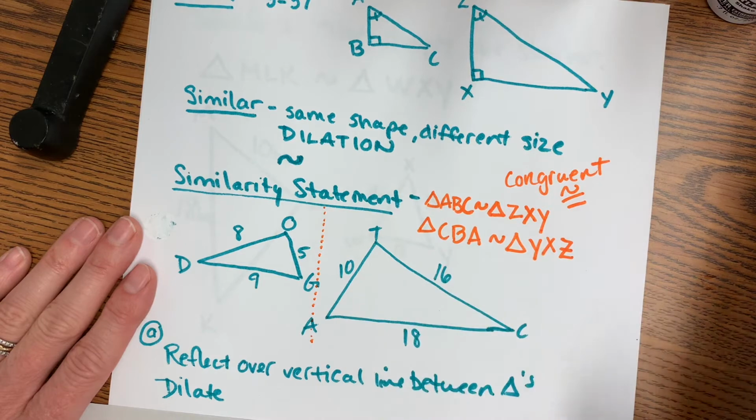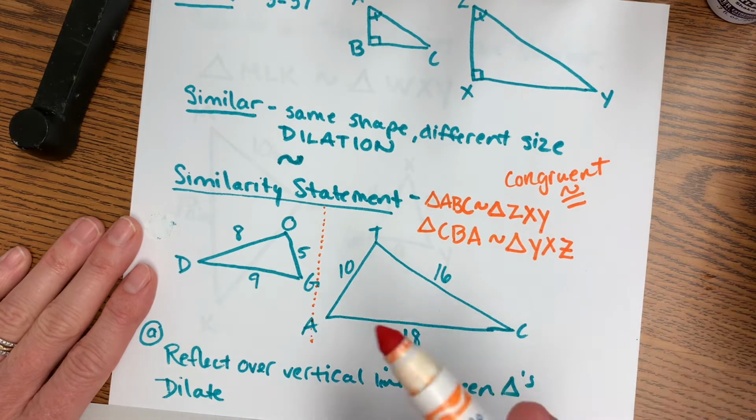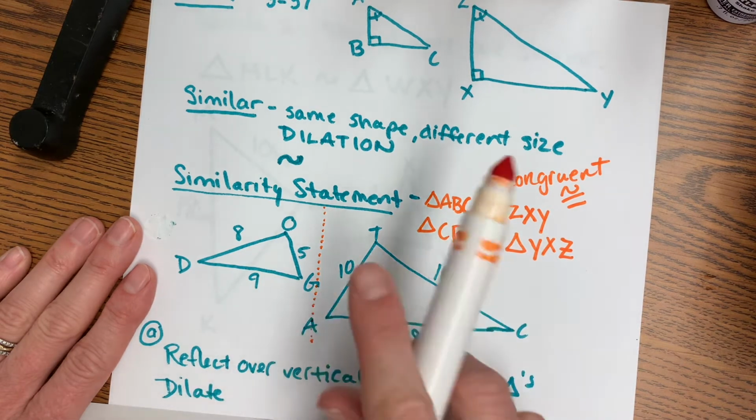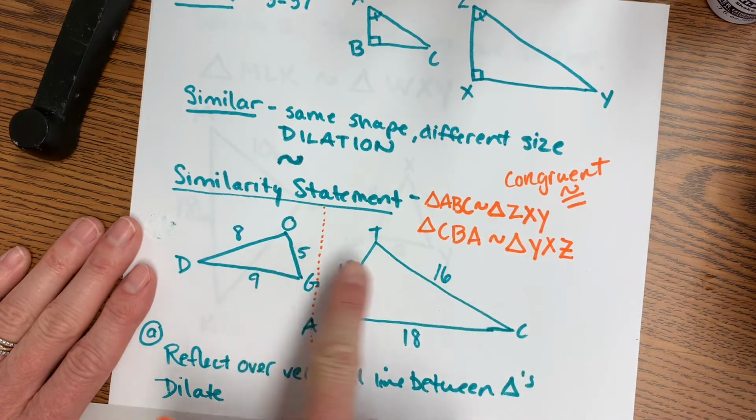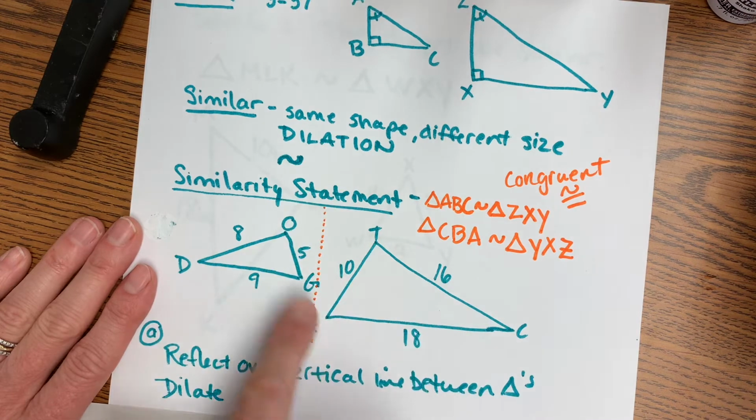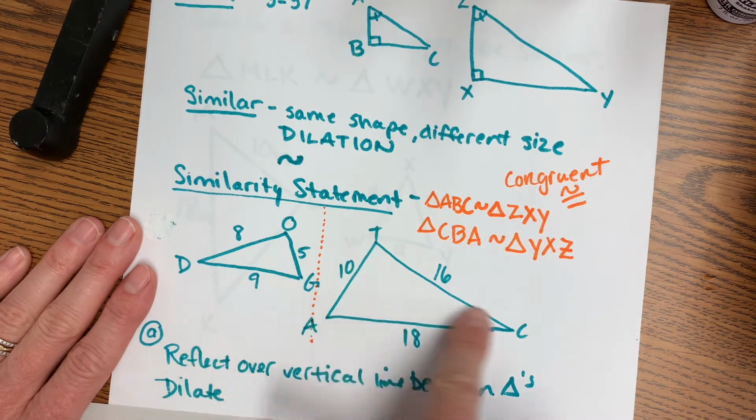I might have to throw a translate in, maybe, and then I put just dilate, because I know this guy has to grow in order to be that size. So if I reflect it over the right line, it would actually land on top of this, and then I could just do a dilation.